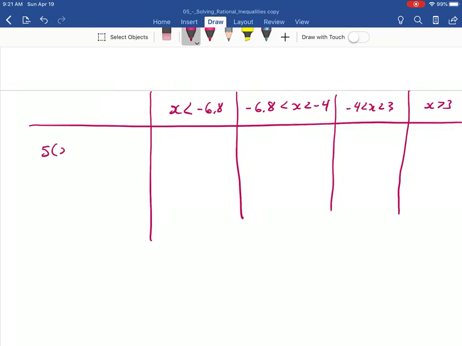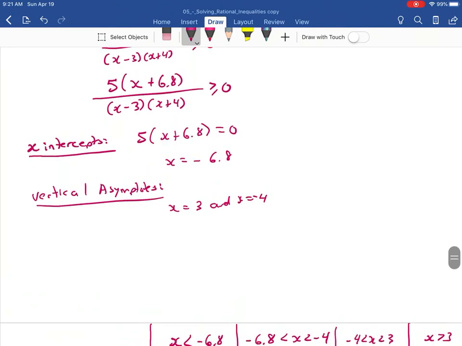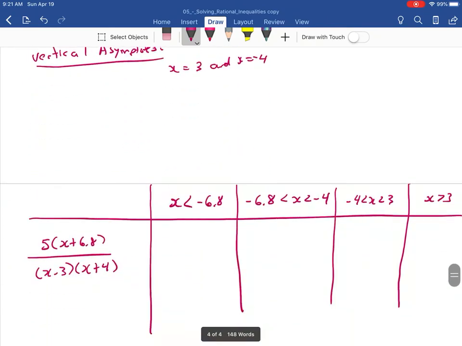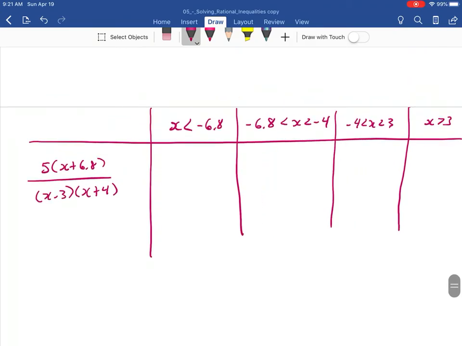So this thing I want to find out about, when I factored it, I got 5 over x plus 6.8 in the numerator. The denominator was x minus 3, x plus 4. I just got those from right up here. It's all right there. Okay.